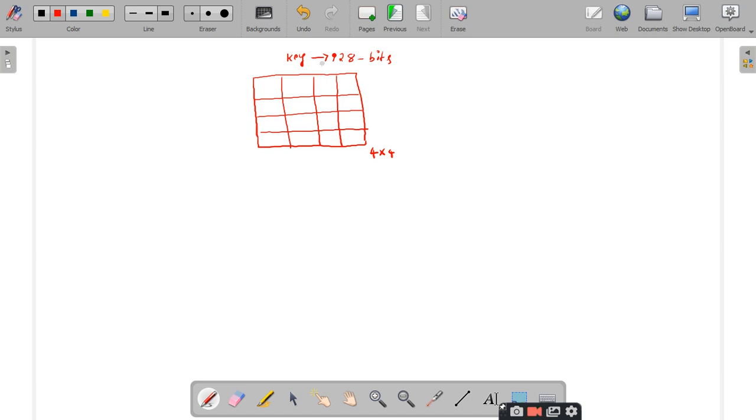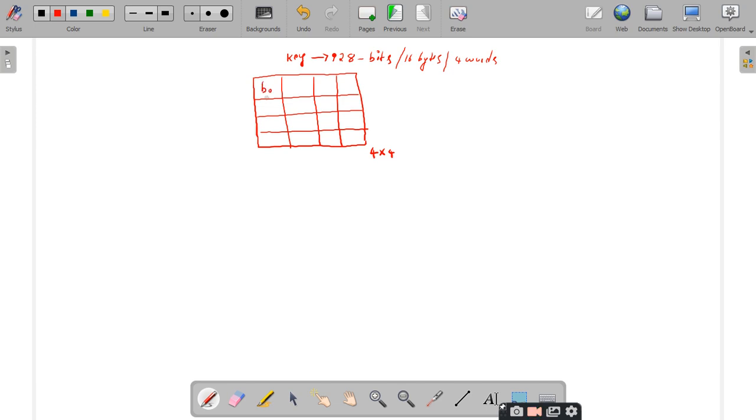So what is the size of the key? It is 128 bits, right? So 128 bits are 16 bytes or 4 words.